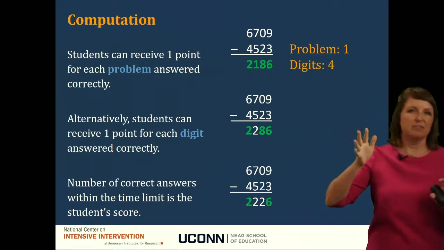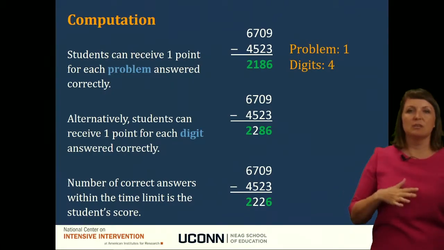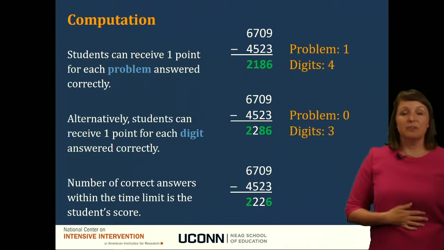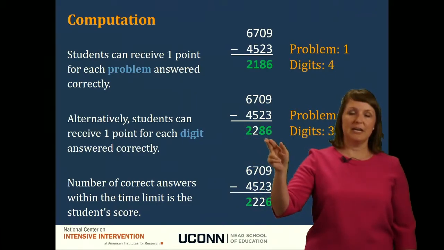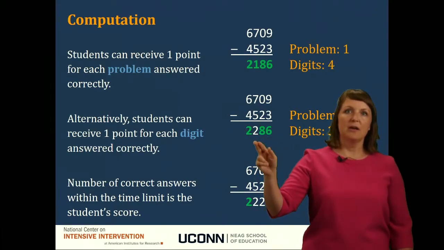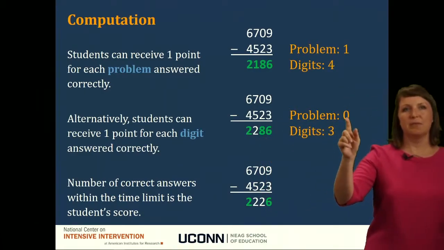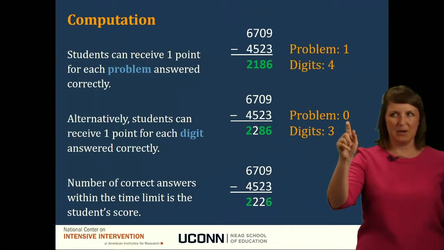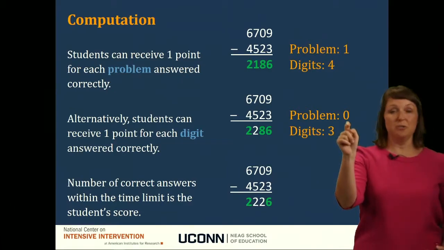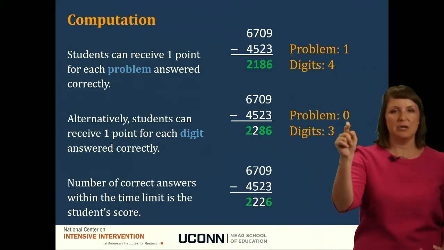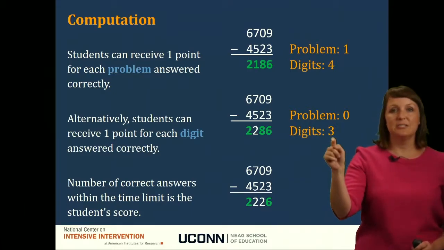May not make much of a difference when the problem is answered correctly, but look at the examples when the student has made a mistake. So in this example, the student answered the thousands column correct, the tens column, and the ones column correct, but they made a mistake in the hundreds column. So if I was scoring this as problems correct, the student would score a zero. But do you think zero really represents what the student knew in this problem? I don't think so. If I score this by digits correct, the student answered 3 digits correct.